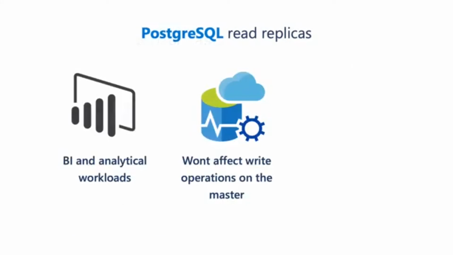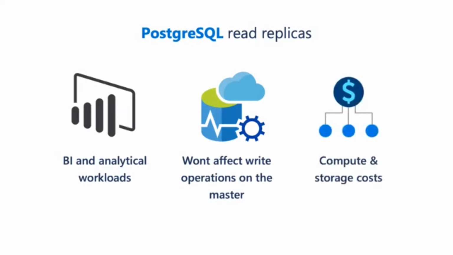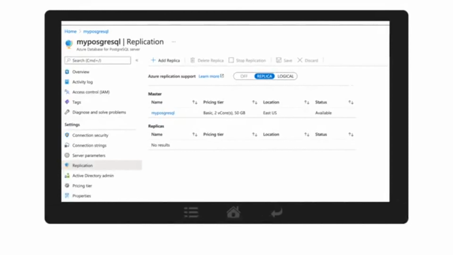Because replicas are read-only, they don't directly reduce the burden of write operations on the master. This feature isn't targeted at write-intensive workloads. Replicas are new servers that you manage similar to regular Azure Database for PostgreSQL servers. For each read replica, you're billed for the provisioned compute in vCores and storage in gigabytes per month. You can use the replication page for a PostgreSQL server in the Azure portal to add read replicas to your database.